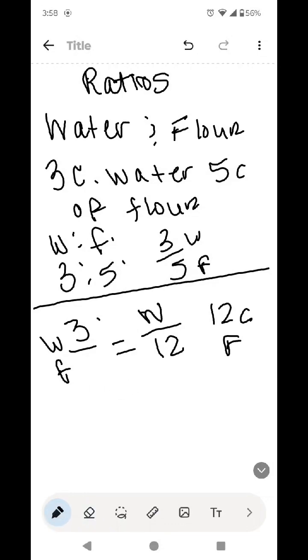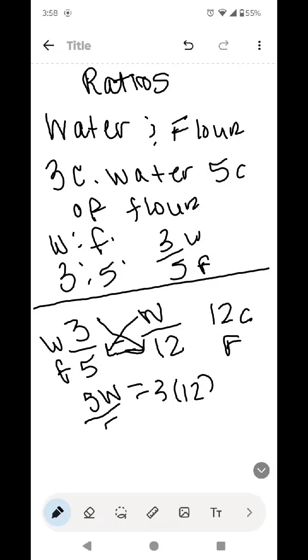Now here, this is when you just have to know how to solve a proportion. You can do it the same way every time. You can multiply diagonally, set that equal to each other, and then divide by the number you did not multiply by. Okay, it's just cross multiply and divide.